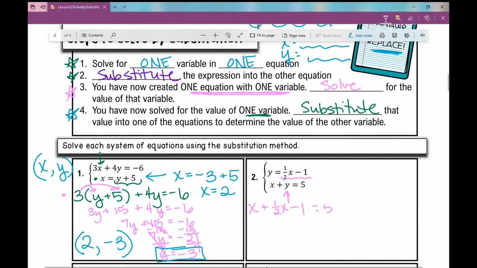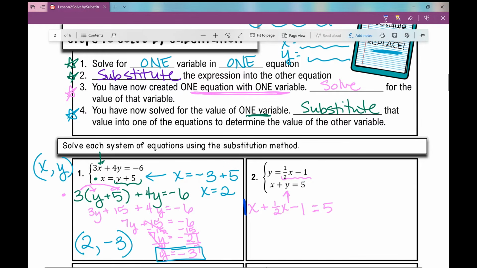Equals 5. Okay, so now what do we need to do? We need to combine like terms. I have an x and then a fraction in front of that x value. When I'm adding, I know I need common denominators. So this is really 1x, which is 1 over 1.